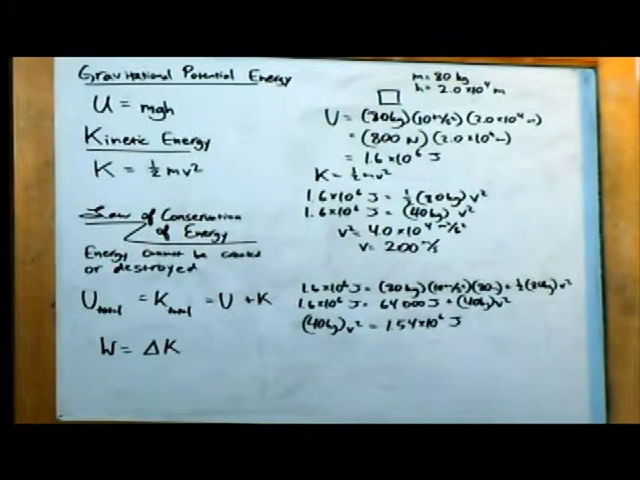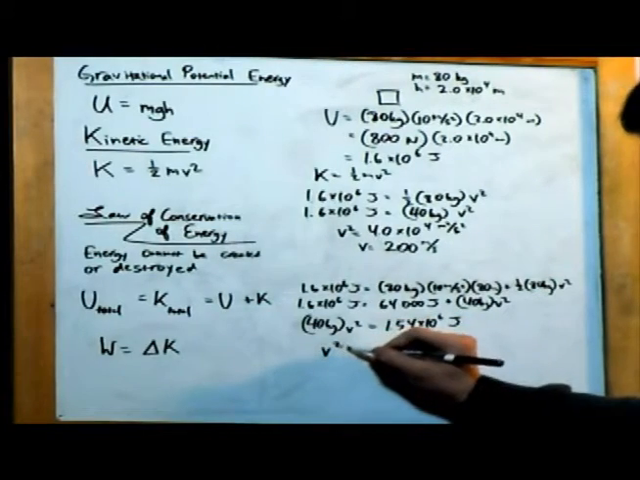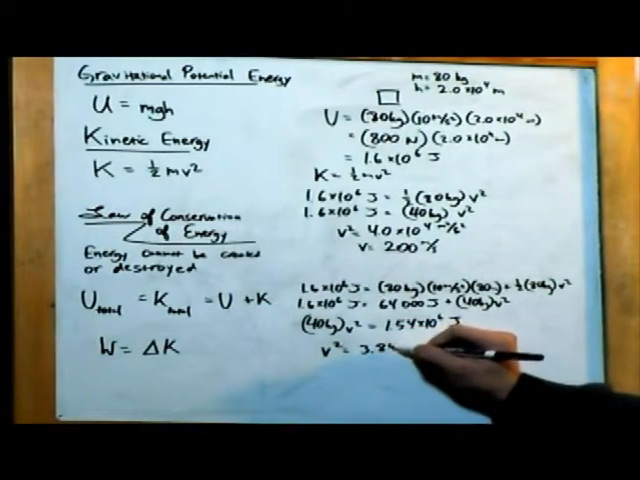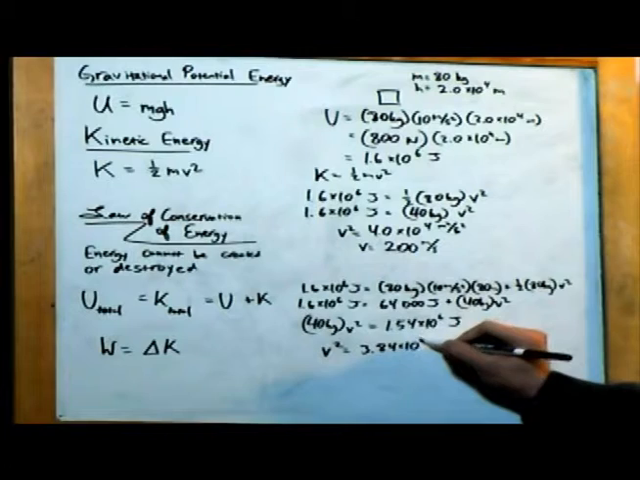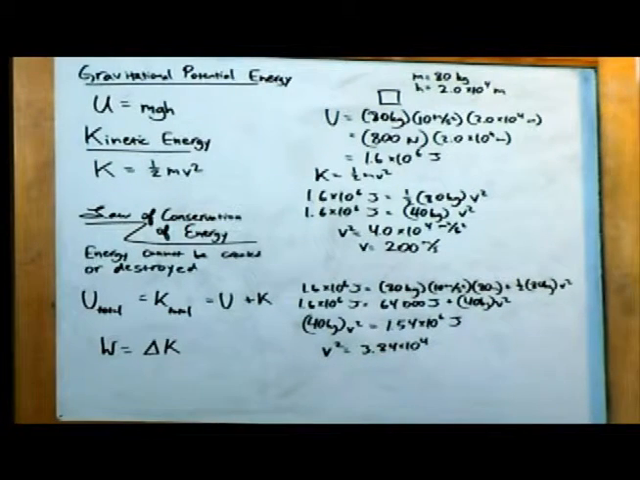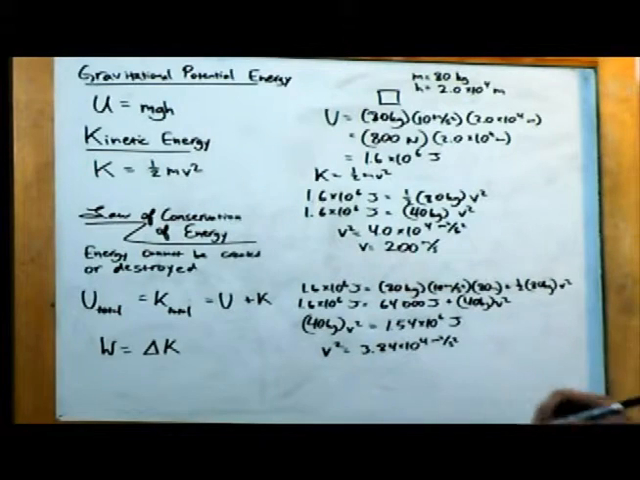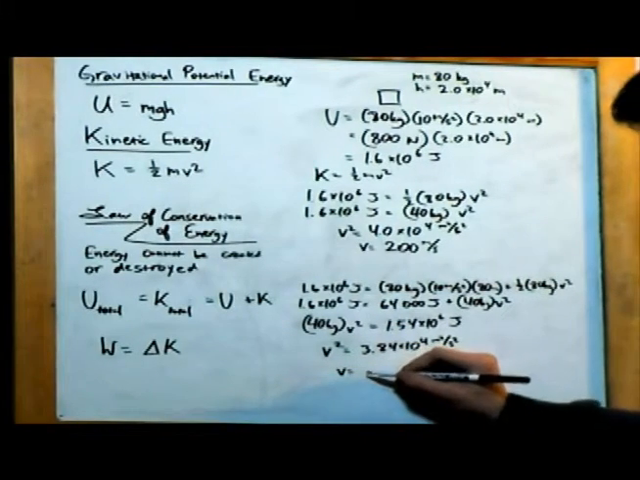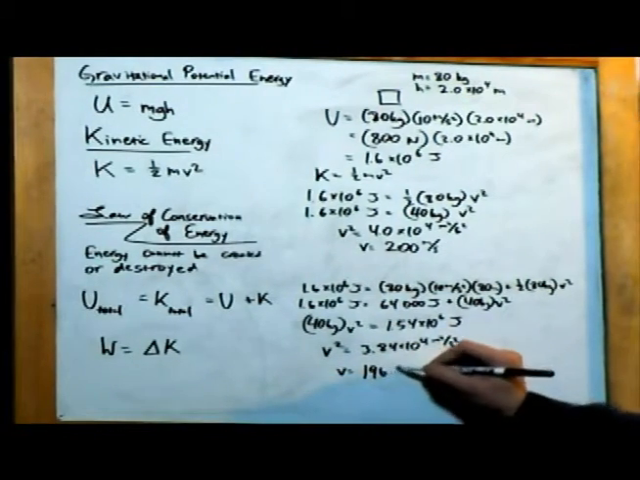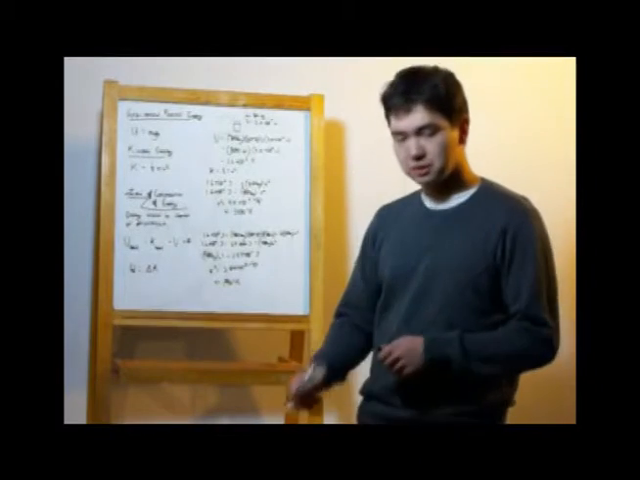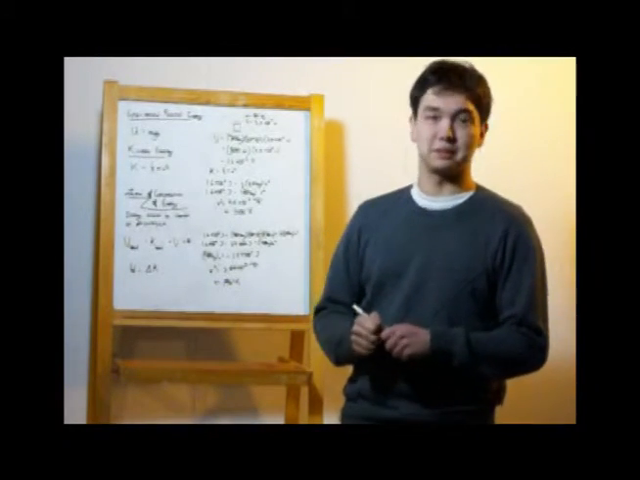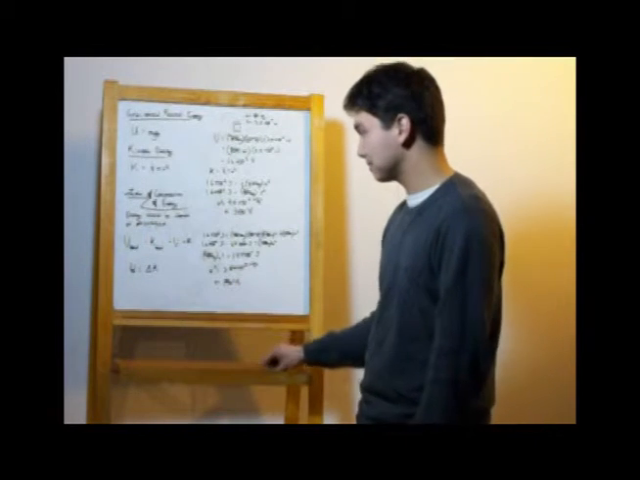Now we divide by our 40 kilograms. And our v squared is 3.84 times 10 to the 4th. And so we divide out kilograms, so we get meters squared per second squared. And finally, we find the square root of both sides, giving us our final velocity of 196 meters per second. Quite close to the maximum velocity, but that makes sense since he's only 80 meters off the ground.